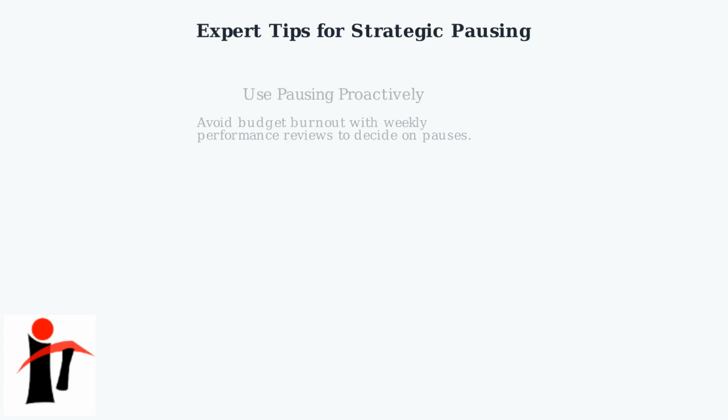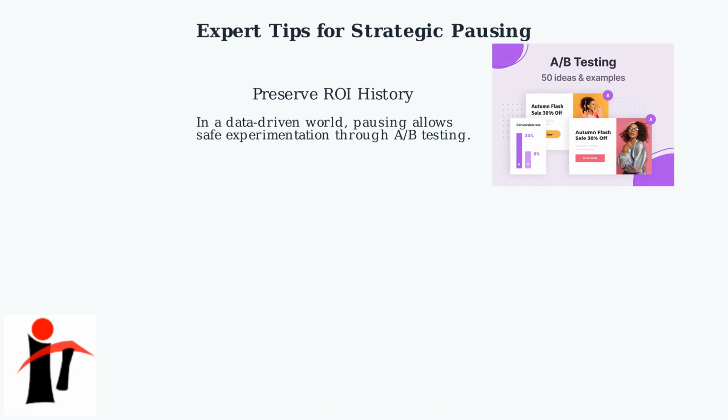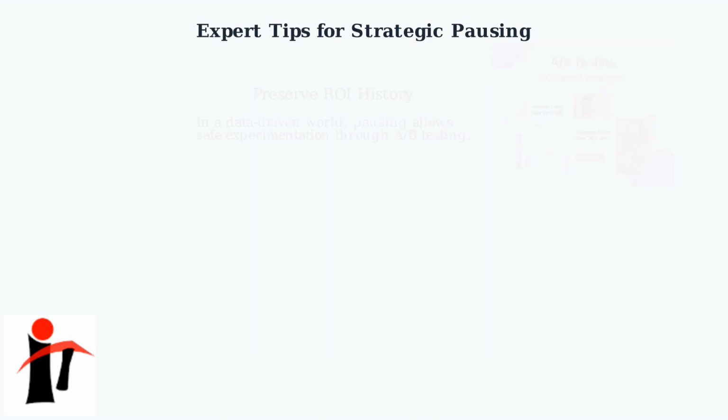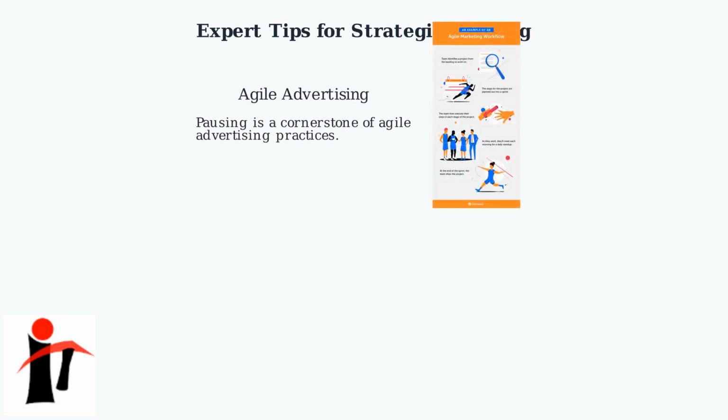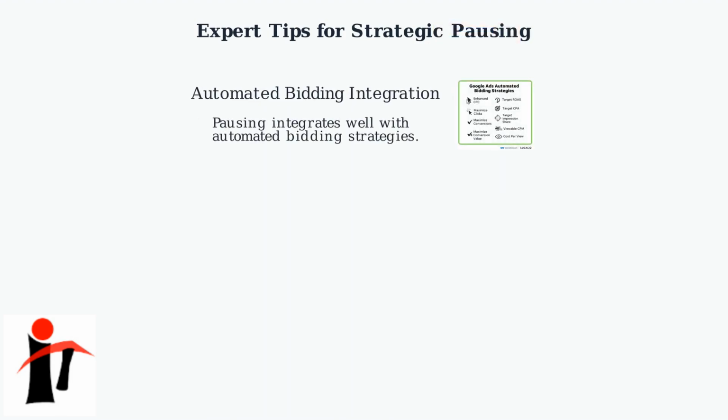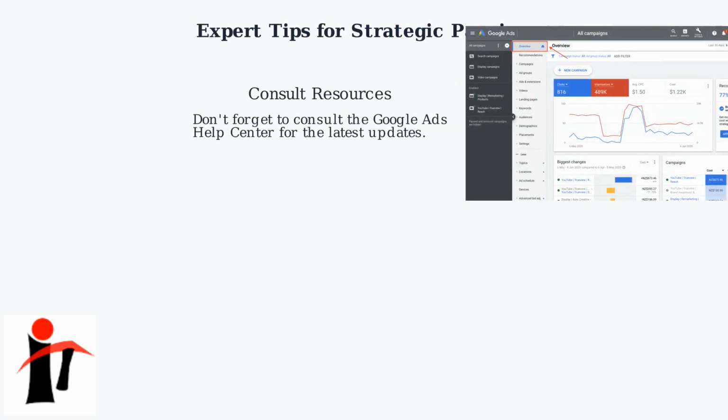Experts recommend using pausing proactively to avoid budget burnout and weekly performance reviews to decide on pauses. In a data-driven world, pausing preserves ROI history, allowing for safe experimentation through A/B testing. Remember that pausing is a cornerstone of agile advertising. It integrates well with automated bidding strategies. Don't forget to consult the Google Ads Help Center for the latest updates.